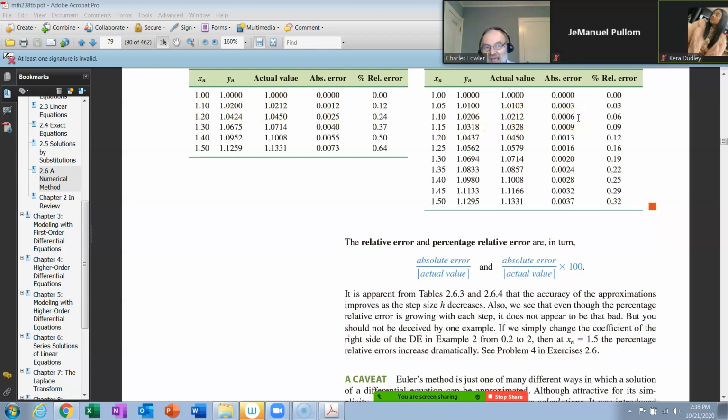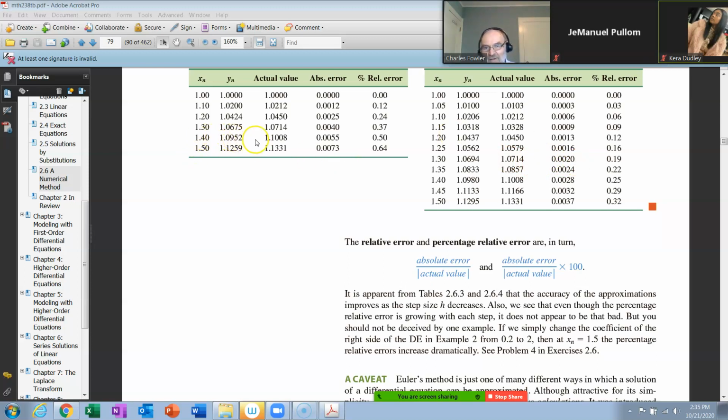In fact, you're half the distance from this that you would be here. When you get up to 1.2 here, your y-sub-n that you calculated was here. The actual value's here because we can calculate this, off by 0.0025. So it's still very, very close. But here, 1.2 has you only off by 0.0013. Again, just about half of what your error was here. 1.30, the error has moved up to 0.004. Over here, it's only gone to 0.002. So again, exactly half.